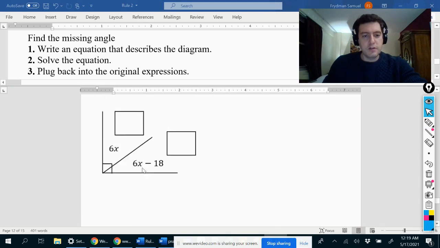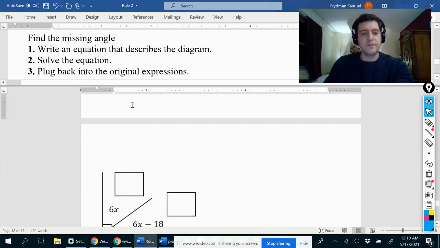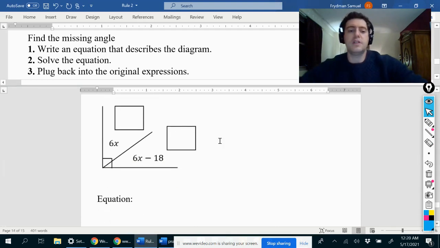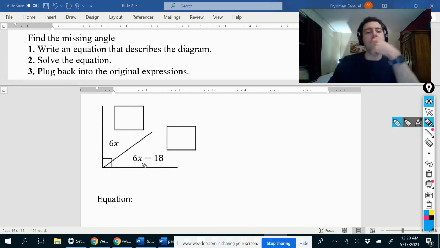Oops, I forgot to... No, I didn't forget. It's down here. There we go. I have the little equation word over there. All right, let's follow the steps again. What equation would describe this diagram over here?